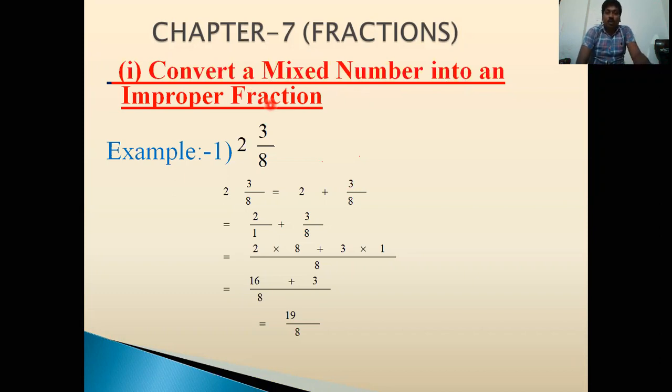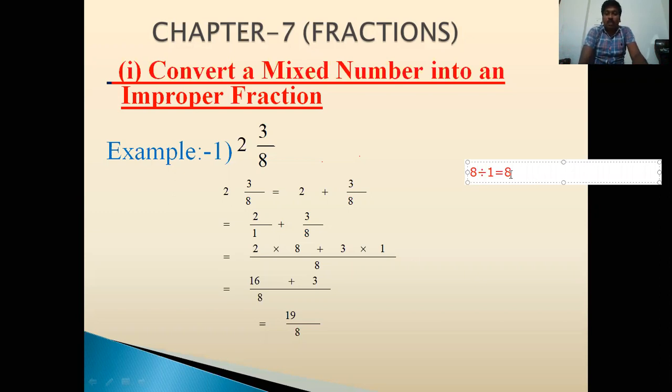This is the mixed number 2 whole 3 by 8, and firstly we change it into 2 plus 3 by 8. Now taking the LCM, 1 into 8, we divide 8 by 1, and we get 8.